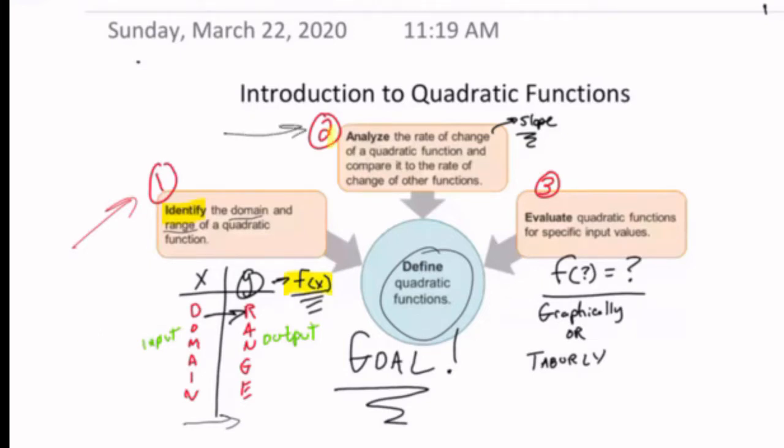Step 2 in defining quadratic functions is we are going to analyze the rate of change and compare it to the rate of change of other functions. This is an important step when the view of a graph is not given and just an equation or just a table is given. Another word for rate of change from one of our units we covered from the very beginning of the school year is slope.